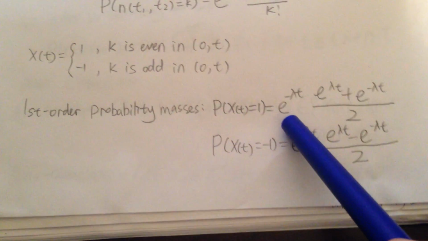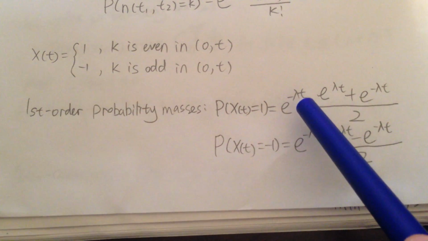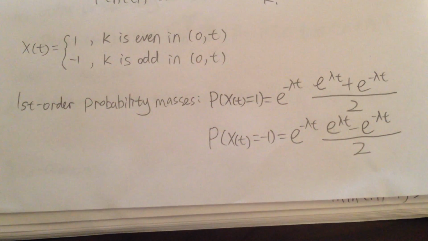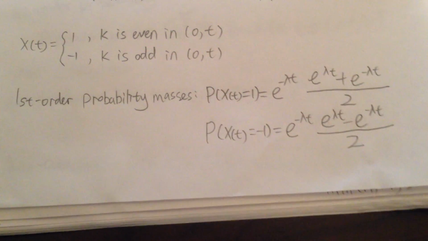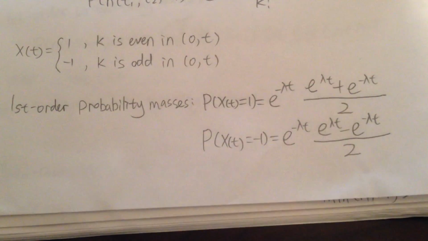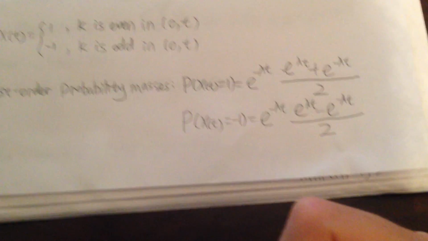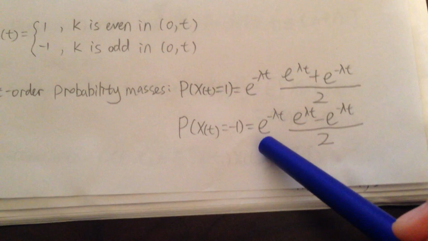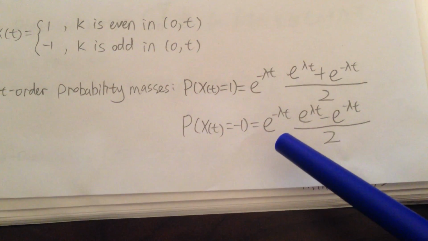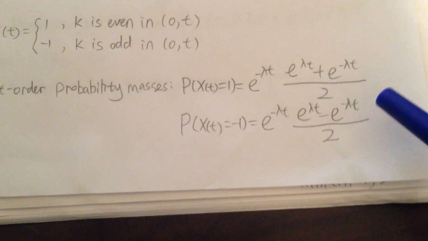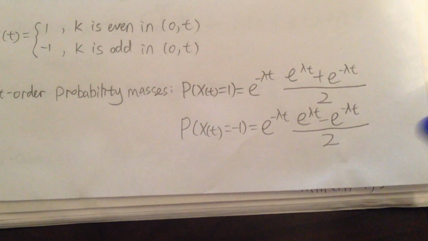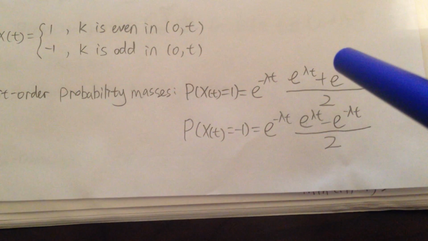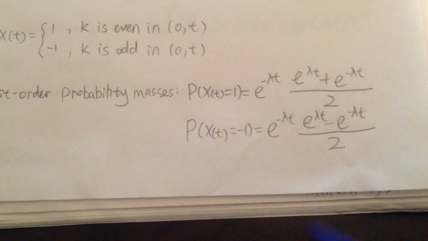e to the power of minus lambda t times (e to the power of lambda t plus e to the power of minus lambda t) divided by 2, and the probability of X(t) equals minus 1 equals e to the power of minus lambda t times (e to the power of lambda t minus e to the power of minus lambda t) divided by 2.